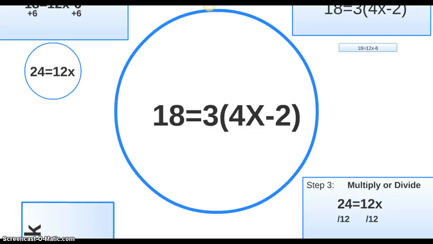Okay, for this project I am going to capture the screen of a small presentation that I have created about solving multi-step equations. In this case there are three different steps to solve this problem. As you can see, we have 18 equals 3 times (4x minus 2). So let's go ahead and go through the different steps and see how we would solve this problem.